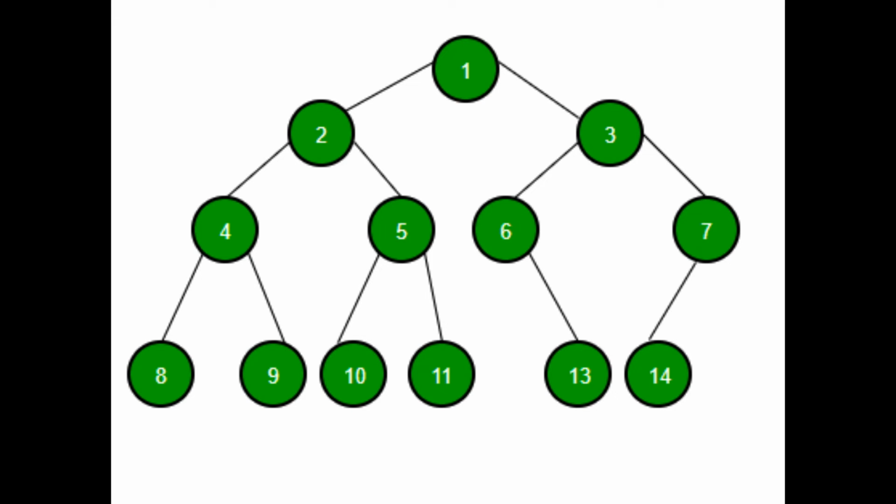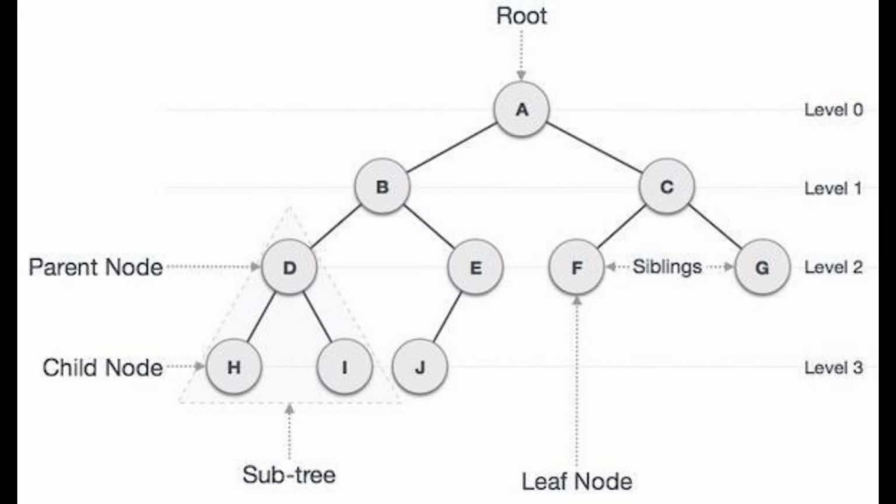There are also different types of binary trees, including full binary tree: a binary tree in which every node has either 0 or 2 children. Complete binary tree: a binary tree in which all levels, except possibly the last, are completely filled, and all nodes are as left as possible. Perfect binary tree: a binary tree in which all internal nodes have exactly 2 children, and all leaf nodes are at the same level. Balanced binary tree: a binary tree in which the height difference between the left and right subtrees of any node is at most 1.